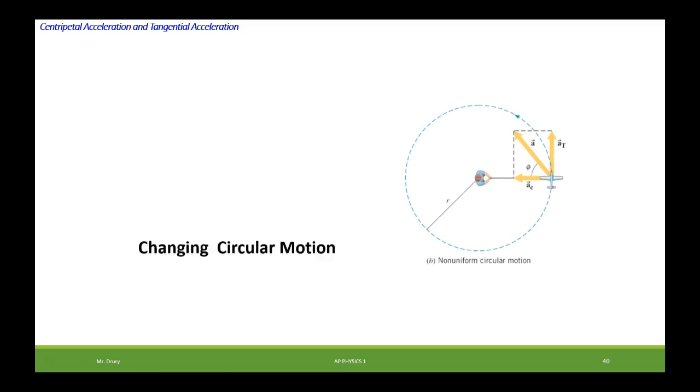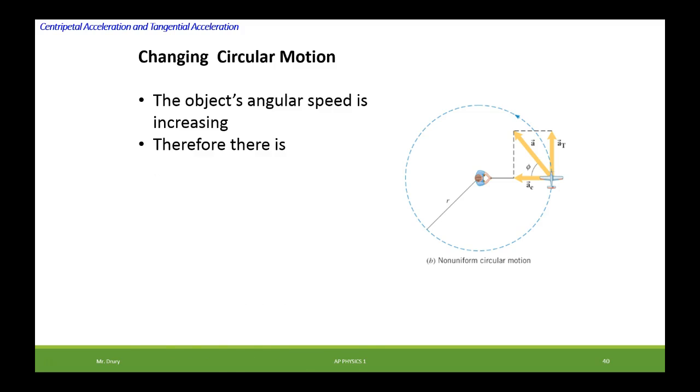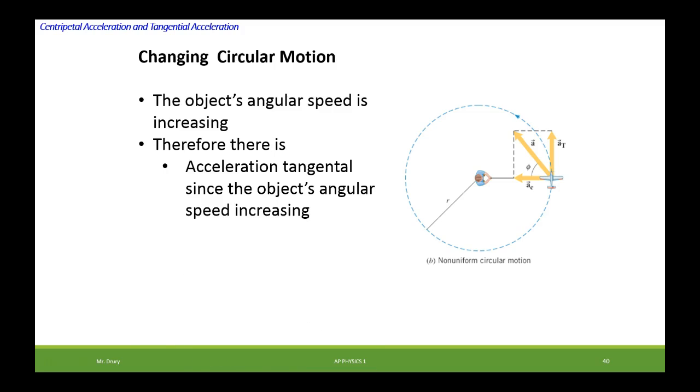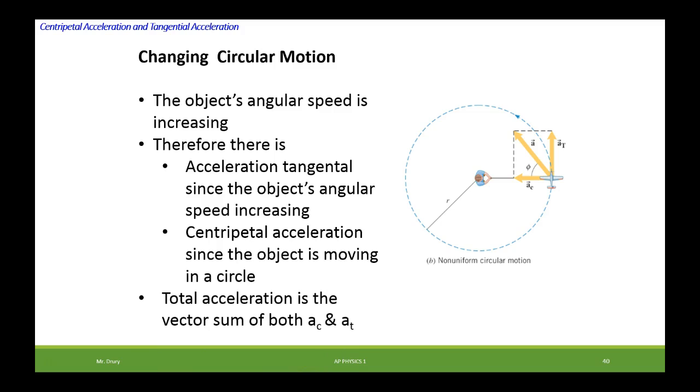Okay, now let's assume there's a changing circular motion. In other words, the object's speed is increasing. Therefore, there is a tangential acceleration since the object's angular speed is increasing. So not only do we have the centripetal acceleration acting towards the center, but we have a tangential acceleration acting off on a tangent, because the object is speeding up, going faster and faster around the circle. And obviously you still have the centripetal acceleration because it's still moving in a circle. The total acceleration is the vector sum of these two.